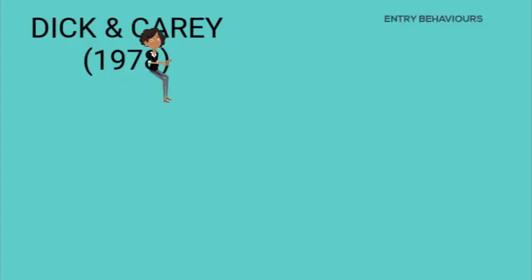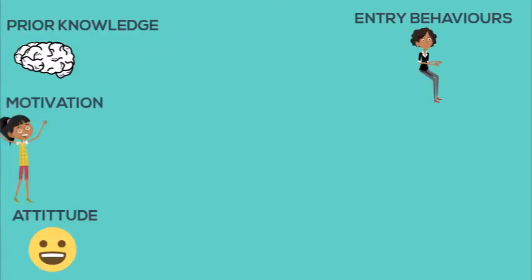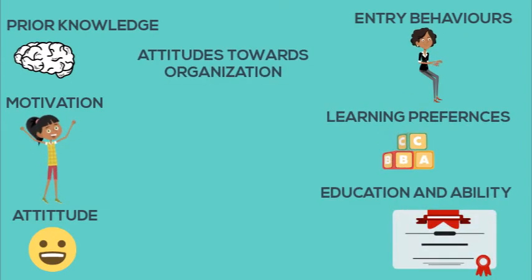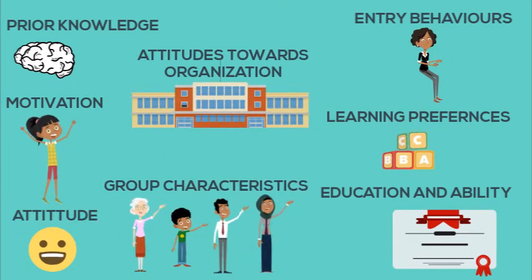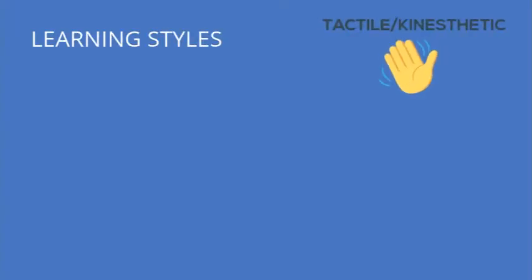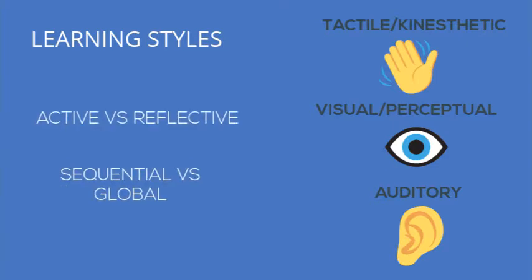One could also look at entry behaviors, prior knowledge, attitude, academic motivation, education and ability levels, general learning preferences, attitude towards a training organization, and group characteristics. You may also want to consider learning styles. Do your learners learn best as tactile kinesthetic learners, visual perceptual learners, auditory learners? Are they active versus reflective, or maybe sequential versus global?